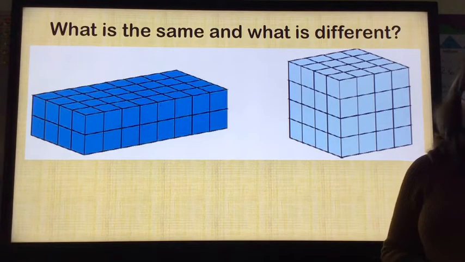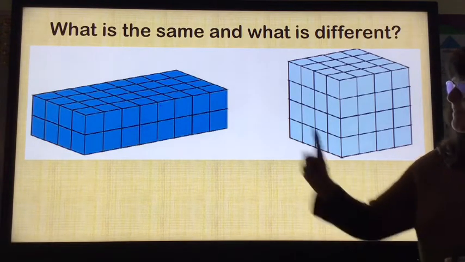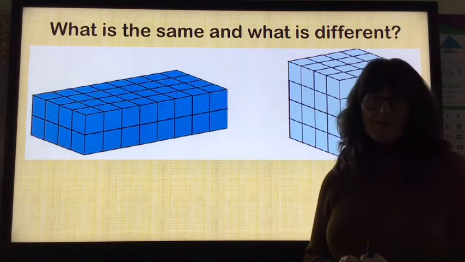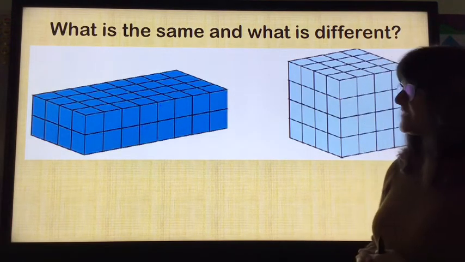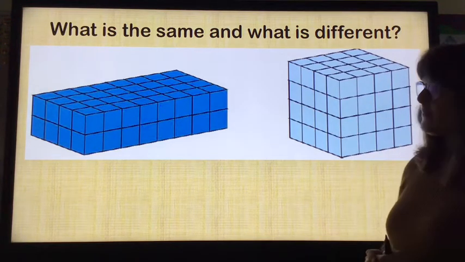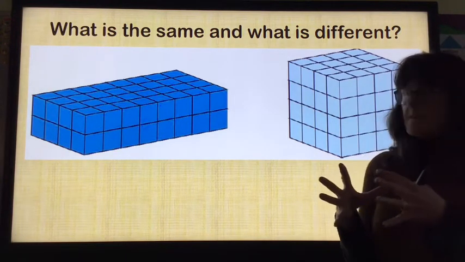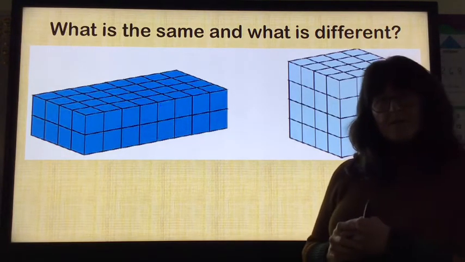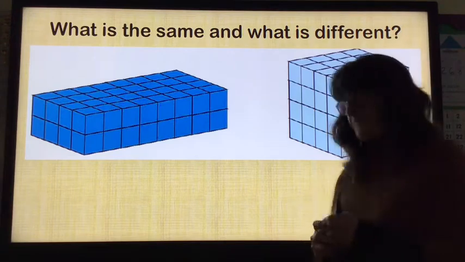Did you spot that both of these shapes are built from the same number of cubes? They both have the same volume, which is 64 centimetres cubed. So this shows us that we can have 64 cubes and we can make different shapes with them. Which brings me on to the next question.